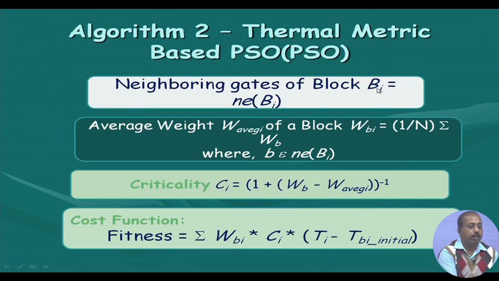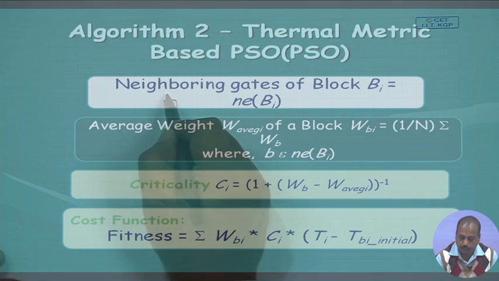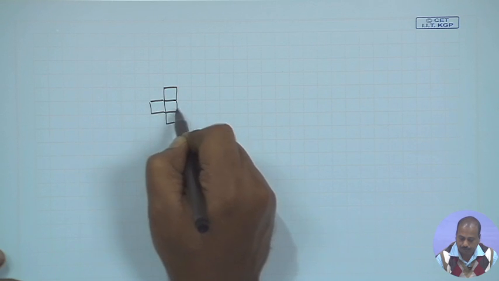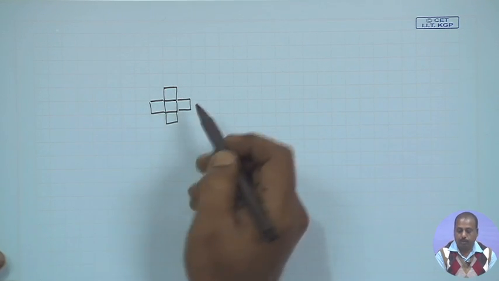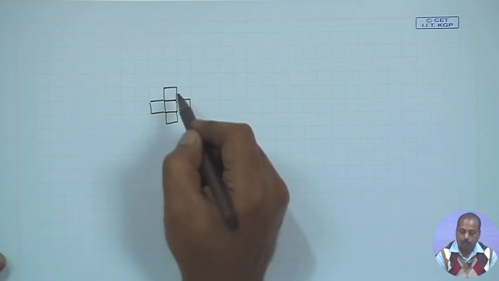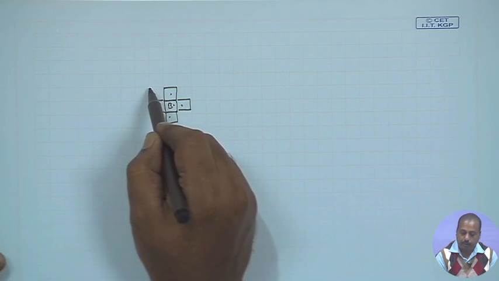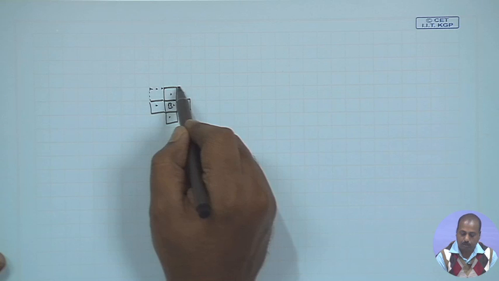Suppose we are trying to find the criticality of a block Bi to be optimized thermally, its temperature needs to be reduced. So, we define the neighborhood of Bi. The neighborhood of Bi may be a 5 neighborhood or a 7 neighborhood. If this is the block, you can take these as the neighboring blocks. All of them together constitute a 5 neighborhood. You can also take a 9 neighborhood, including this.